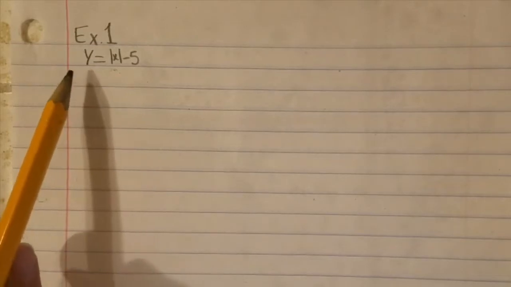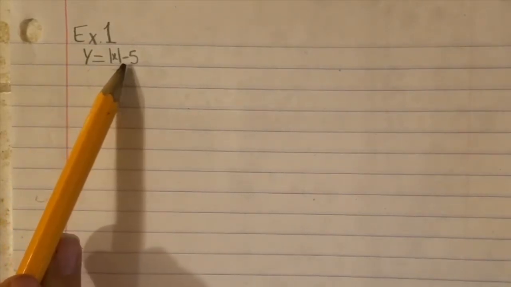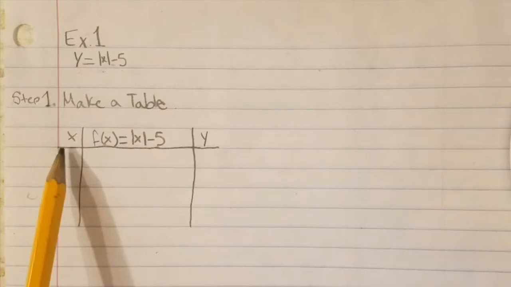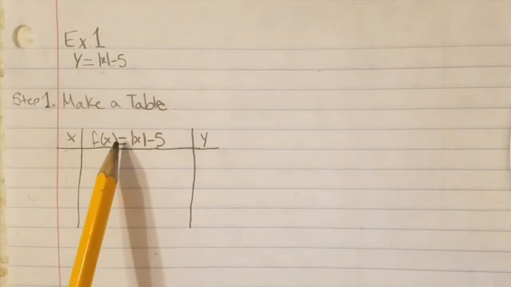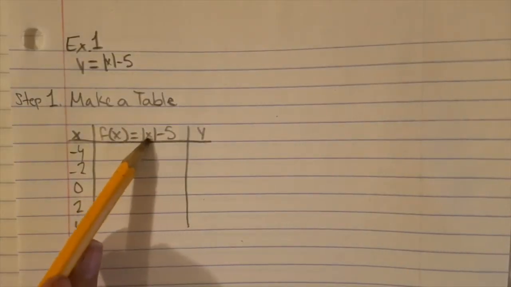Example 1. Y equals the absolute value function of x minus 5. Step 1. Make a table. First, label your x values, the formula, and y. Now you take the formula and plug in the x values.